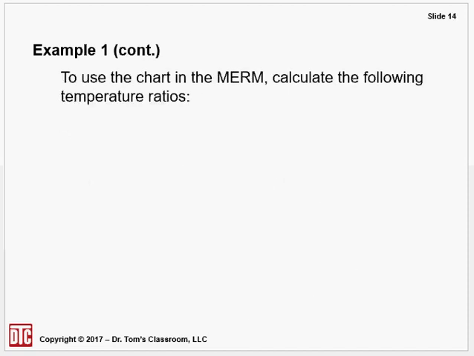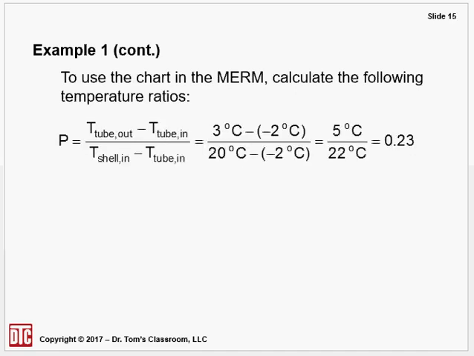Okay, well, to use the charts, you're going to have to come up with some terms here. One is this term referred to as a P in some references. And you've got to watch, and that's why that picture on the previous slide is so important, to find the temperatures: tube out minus tube in, that's the brine, and then the shell, which is the water in, minus the tube in. And if you lose your mind trying to figure out which one's going where, the numerator is 3 minus a -2 again, which is 5, and then the denominator is 20 minus a -2, so you've got 22. 5 over 22 gives you 0.23.